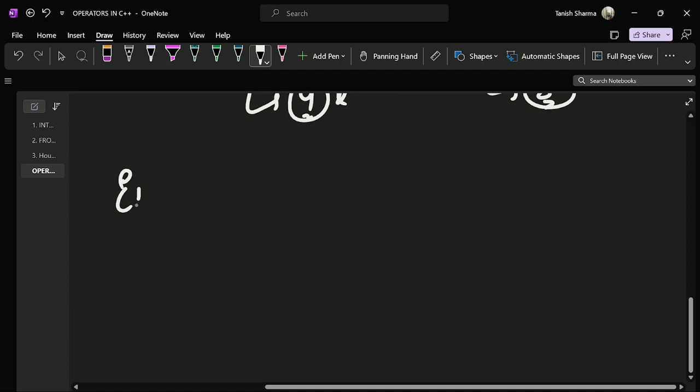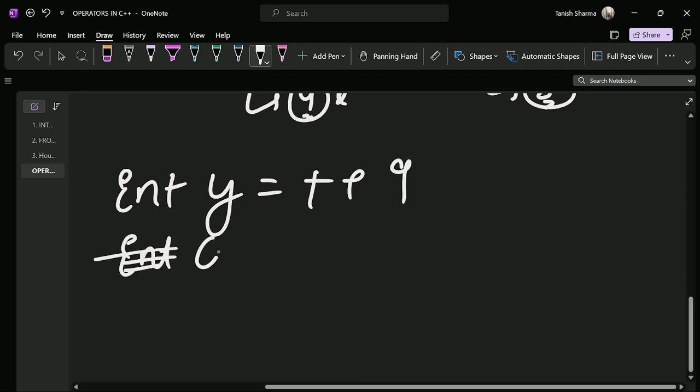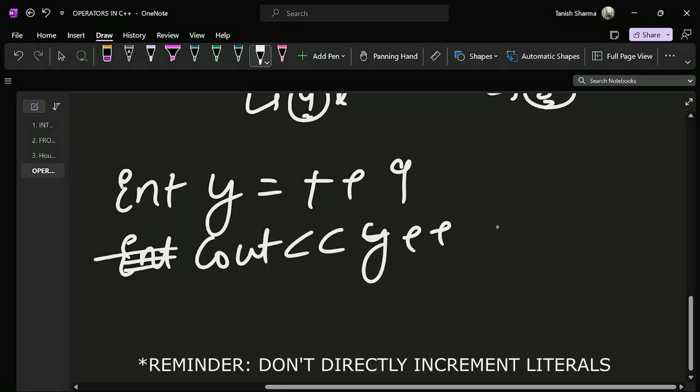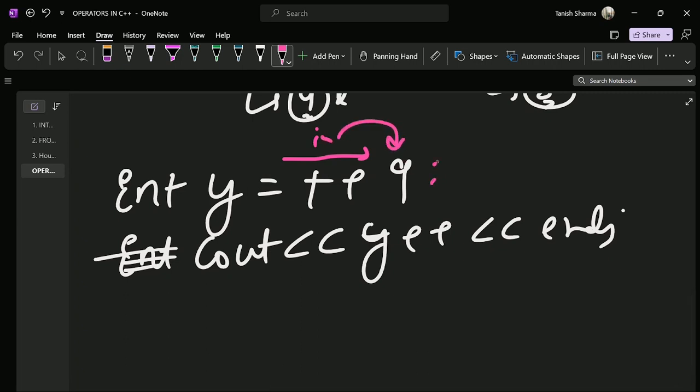Okay, if I go like int y is equal to plus plus of, let's say, 9, and then I do cout y plus plus, what will this give? Again, going from left to right, what will we read first? We will firstly increment the 9. So incrementing 9 would mean that y has been assigned a value of 10.